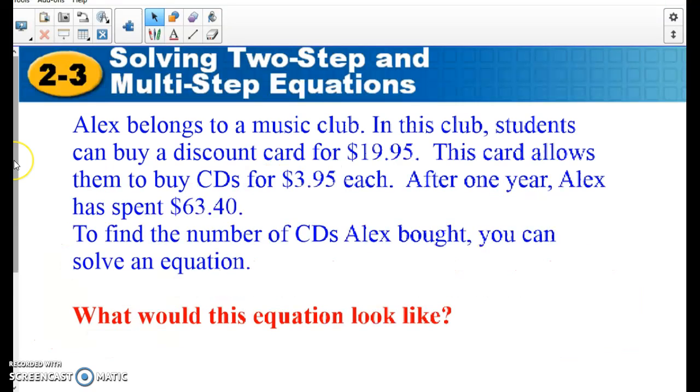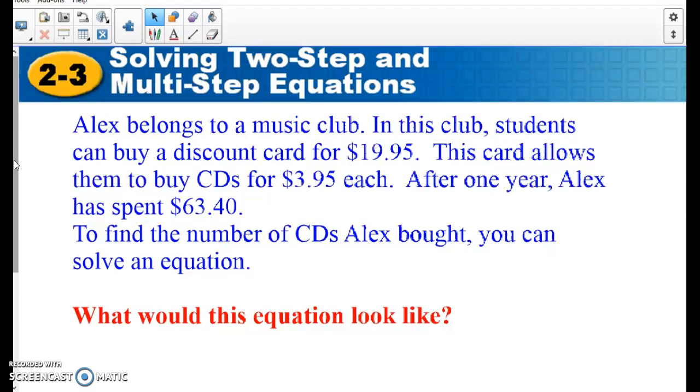The first problem I want to look at is a real life example. So Alex belongs to a music club, and in this club students can buy a discount card for $19.95. This card allows them to buy CDs for $3.95 each. After 1 year, Alex has spent $63.40. Find the number of CDs that Alex bought.